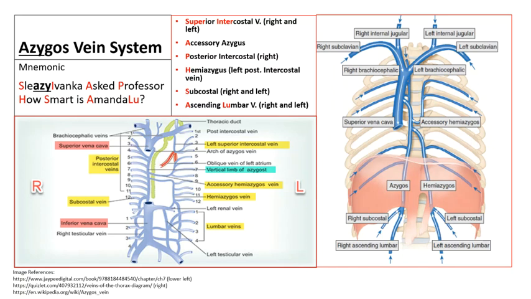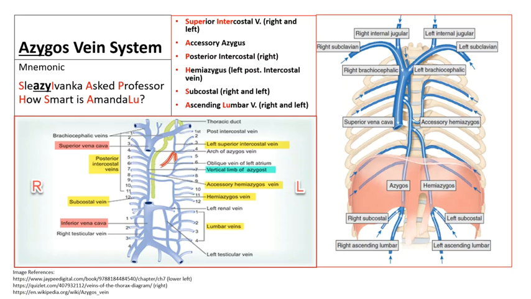So the azygous system of veins is considered to be the azygous vein along with its left-sided counterparts, which are the hemiazygous vein and the accessory hemiazygous vein. So the azygous vein system transports deoxygenated blood from the posterior walls of the thorax and abdomen into the superior vena cava.